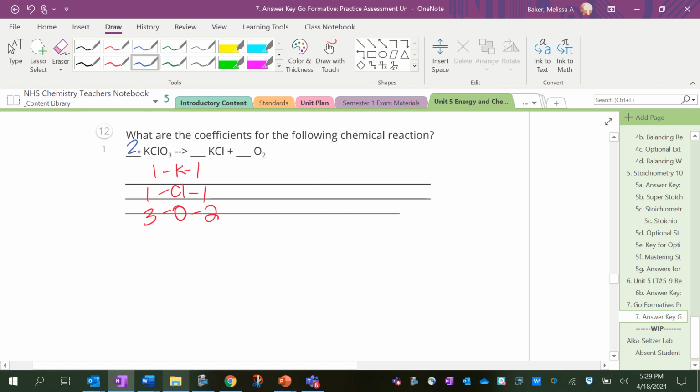Good rule of thumb is to make odd numbers even, so turn that oxygen into 6 from a 3. That makes the Ks and the Cls 2. So then you need a 2 in front on the right, and you need a 3 times 2 to make that 6.